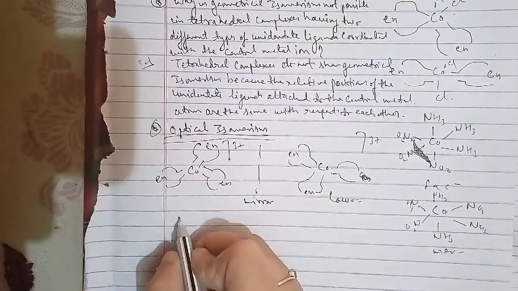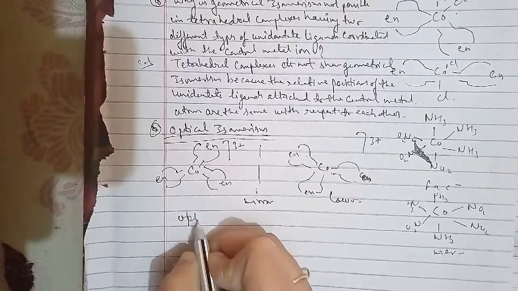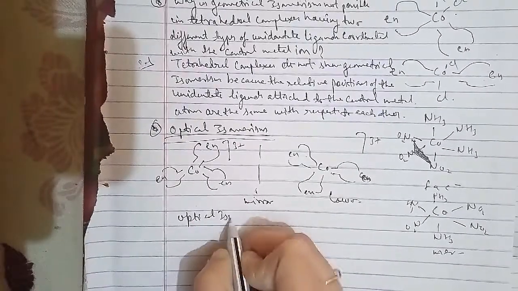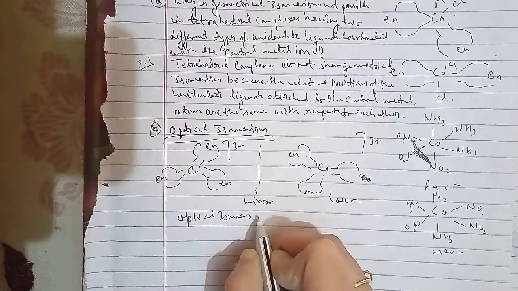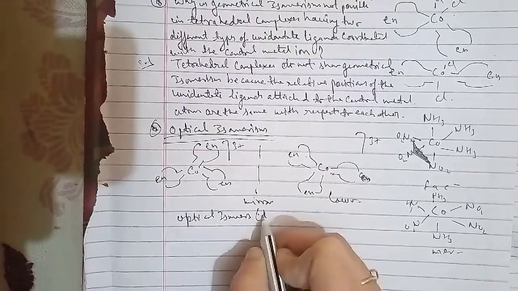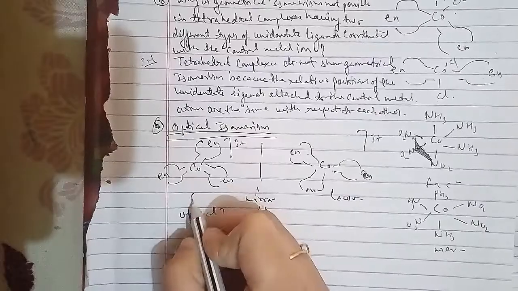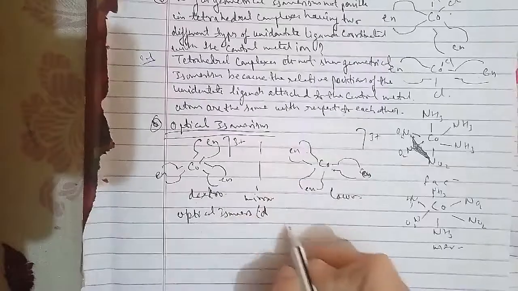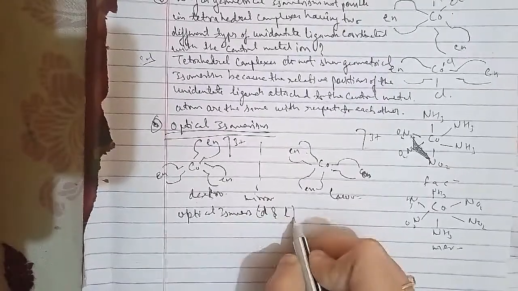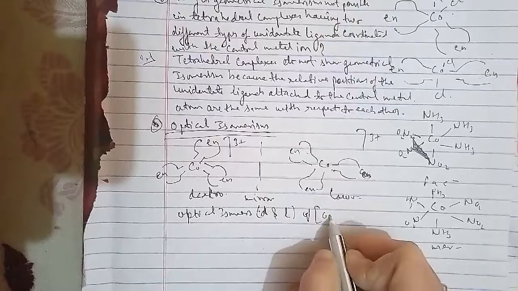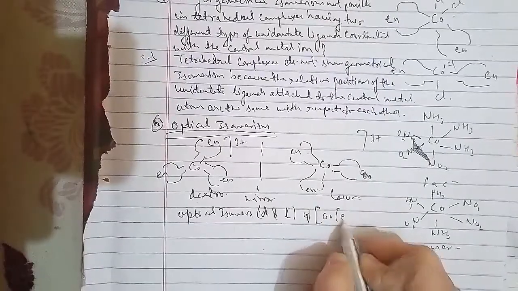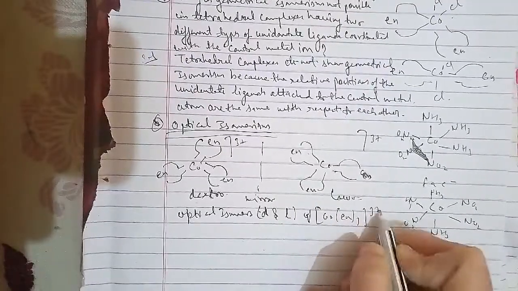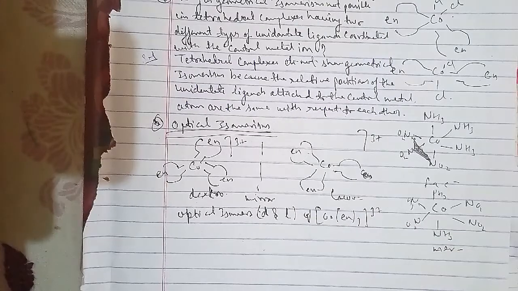So in optical isomerism, optical isomers are mirror images that cannot be superimposed on one another. These are called enantiomers. The molecules or ions that cannot be superimposed are chiral, and the two forms are called dextro and levo, depending upon the direction in which they rotate the plane of polarized light in a polarimeter. D rotates to the right and L rotates to the left. Optical isomerism is common in octahedral complexes involving didentate ligands.